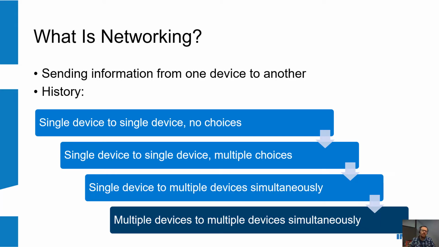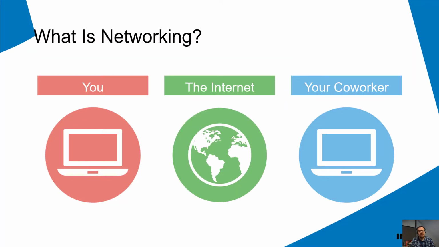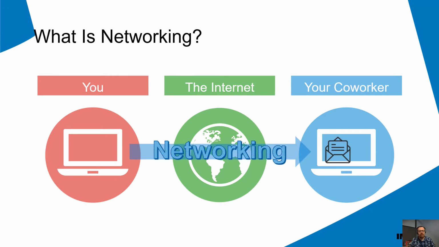For those who are visual learners and for those who want a picture of how this thing is working, let's talk about it from a diagram perspective. Now, we're going to look at very, very simple networking. We're going to look at you, the internet, and your coworker, and we're going to take a look at the information going from you to your coworker, and in this example, we're going to use an email that's being sent across the internet from you to your coworker. Now that transmission is what we are going to call networking.